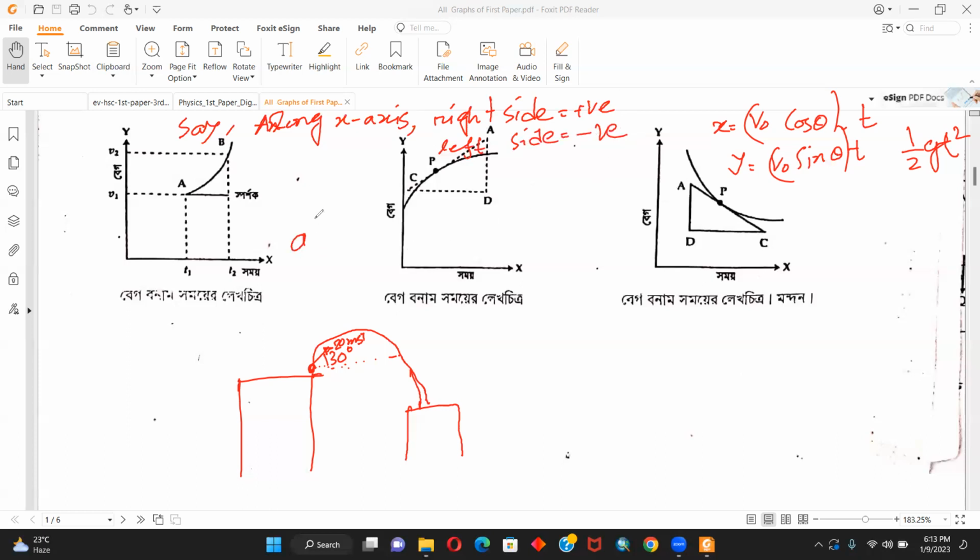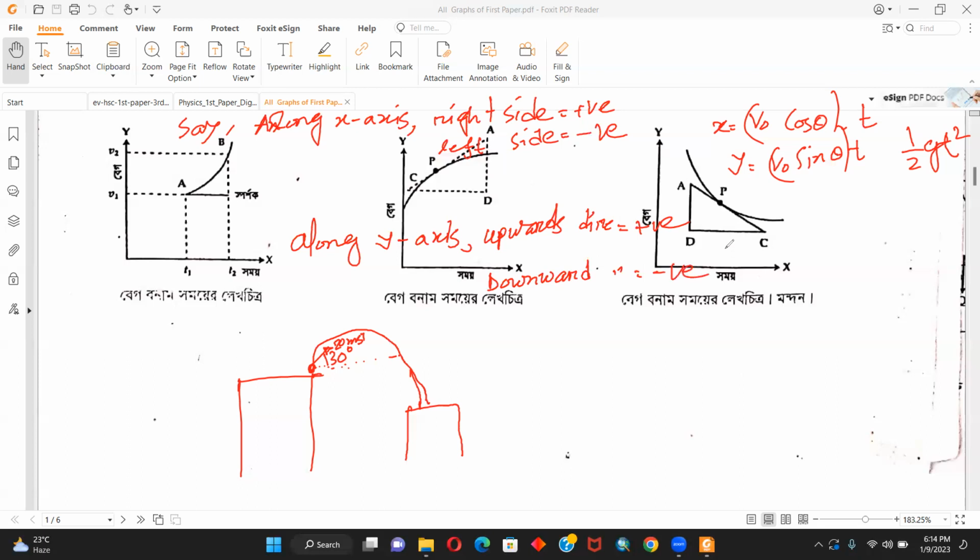And along the y-axis, say upwards direction equals positive and downwards direction equals negative. So everything remains the same. There are no worries there.